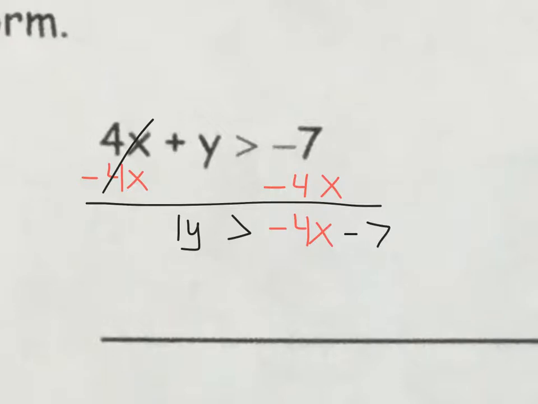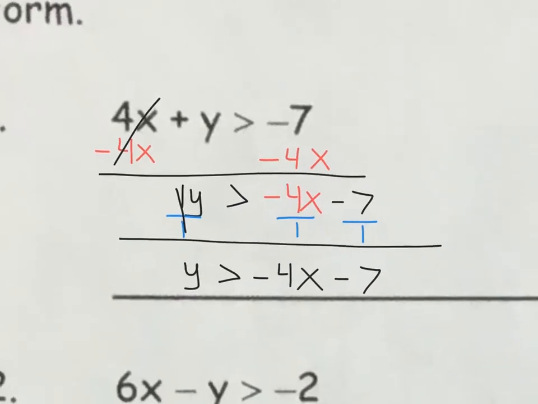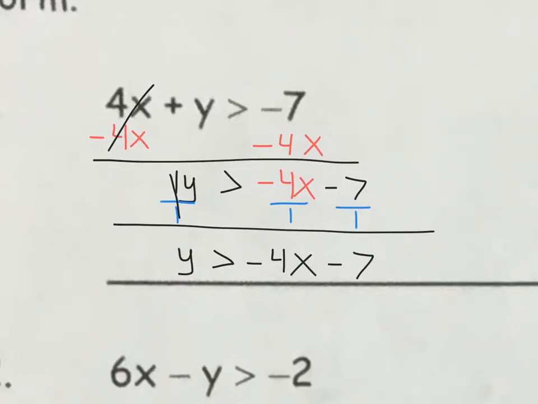And then just so we follow the same steps, I am going to divide by this +1, but remember this step is not necessary, because if you divide anything by 1, it is itself. Okay, so now y by itself is greater than -4 divided by 1, which is going to continue to be -4x, and then that's still -7. So that's how you get it into y equals mx plus b. We're not going to graph this yet. We're going to wait to practice first getting into y equals mx plus b.